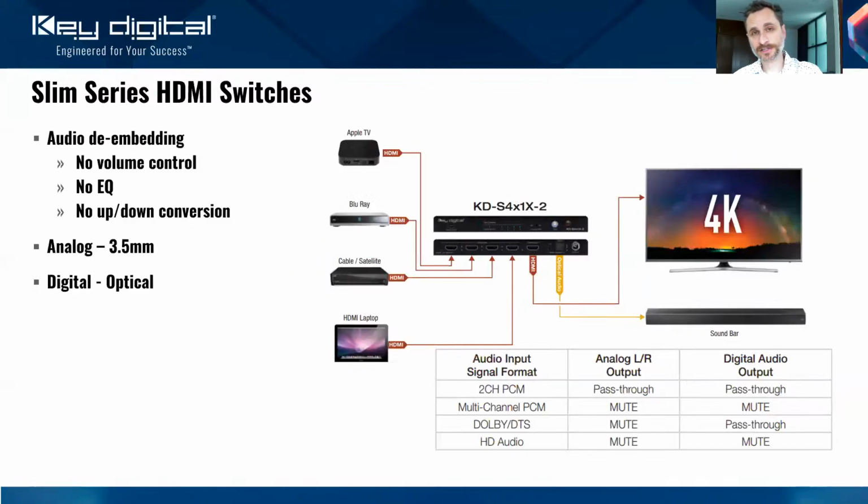Now, the Slim Series is not just HDMI in and out, though. Just like with the Pro, we even have audio de-embedding. There's only 2 ports, though, on this product. For digital, you get it on an optical. Once again, perfect for integrating with soundbars. For analog, you get it on a 3.5 millimeter port to connect in your amplifier, for example.